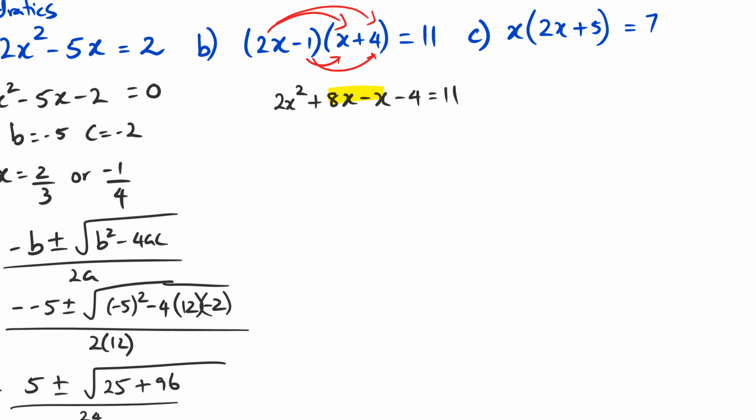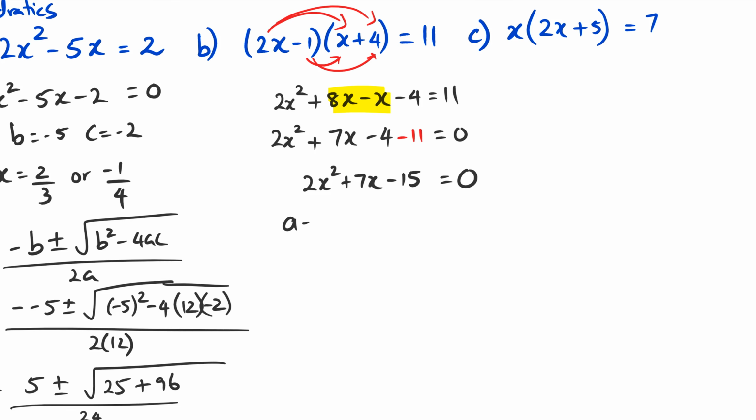I want to bring everything to one side and simplify as well. So first thing is looking at this 8x minus x. That's going to be 7x. So I've got 2x squared plus 7x minus 4. And I'm going to bring the 11 to this side. It becomes minus 11. And all of that is equal to 0. So I have 2x squared plus 7x minus 15 equals to 0. So sometimes you have to do a couple of extra steps to get it into a quadratic. But once you get into the quadratic, then you've got your A, B, and C, and you can actually solve it straight away. Because then here A is 2, B is 7, C is minus 15.